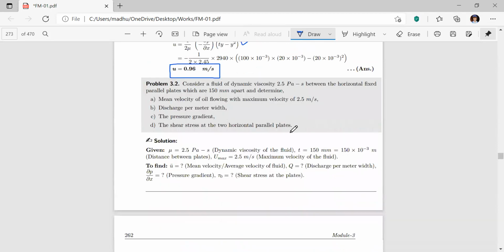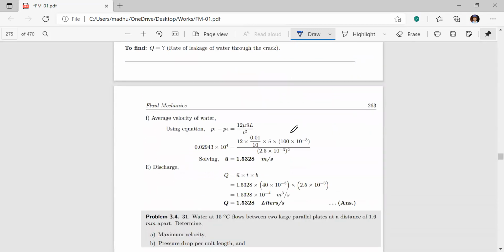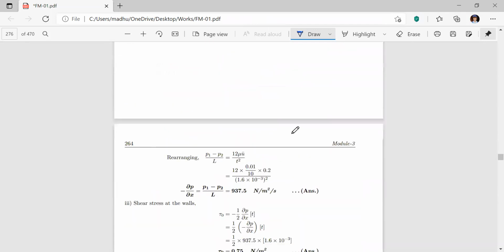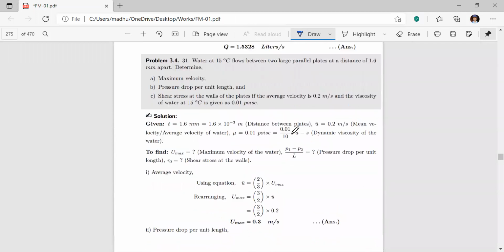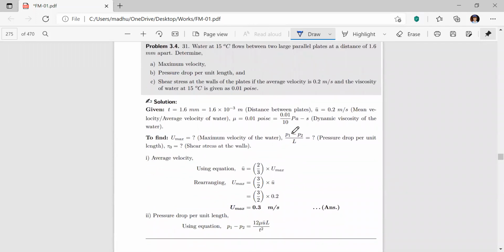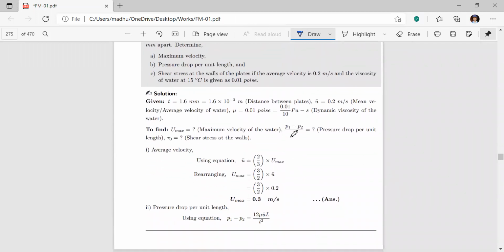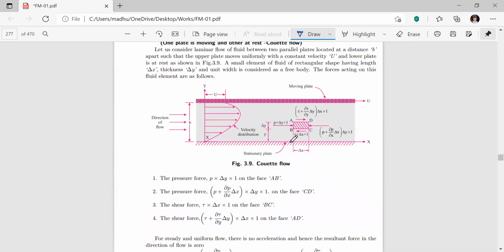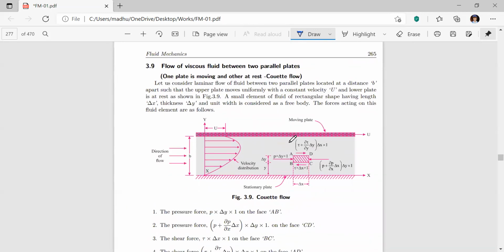So in this way we have done today the viscosity of the fluid between two parallel plates derivation. And then there are several problems based on these equations. In the next class we will study this expression, that is viscous flow of a viscous fluid between two parallel plates.